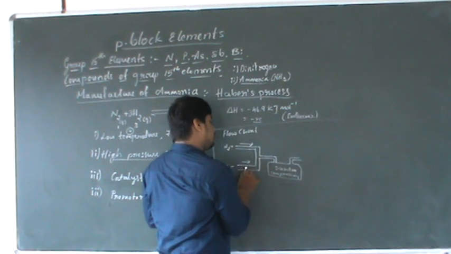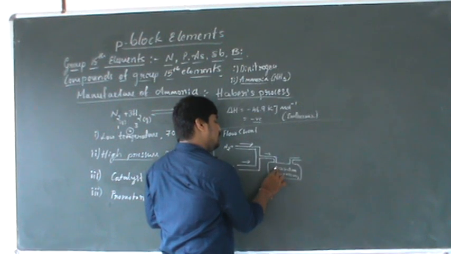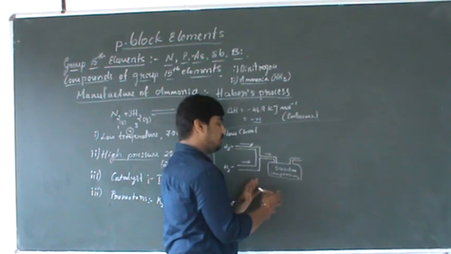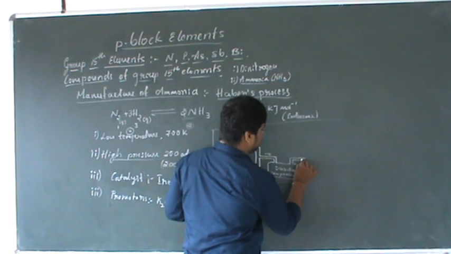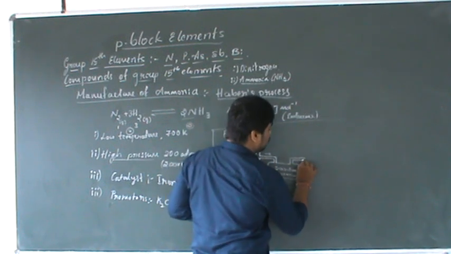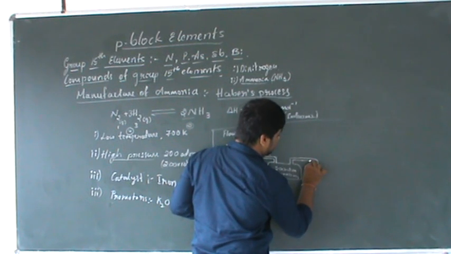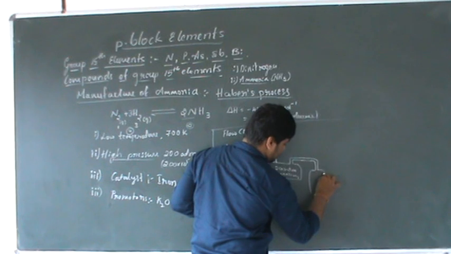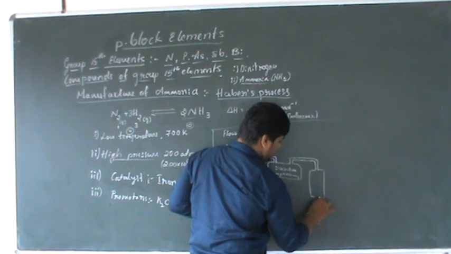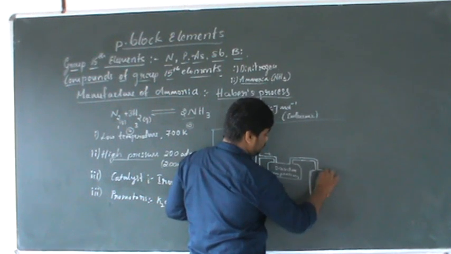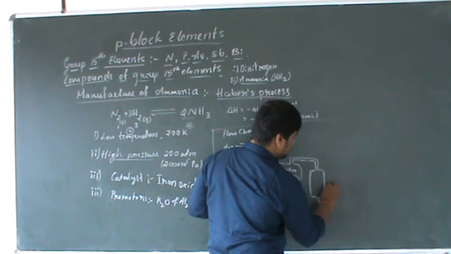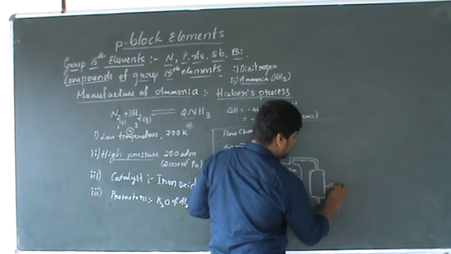The mixture of nitrogen and hydrogen gas is inletted, and after applying pressure inside the compressor, the mixed nitrogen and hydrogen goes to the catalytic chamber. Next, it goes to the catalytic chamber, and this catalytic chamber consists of iron oxide and promoters. Okay, iron oxides are there.